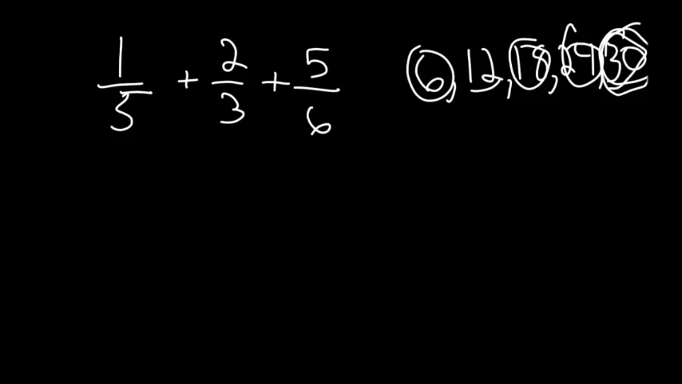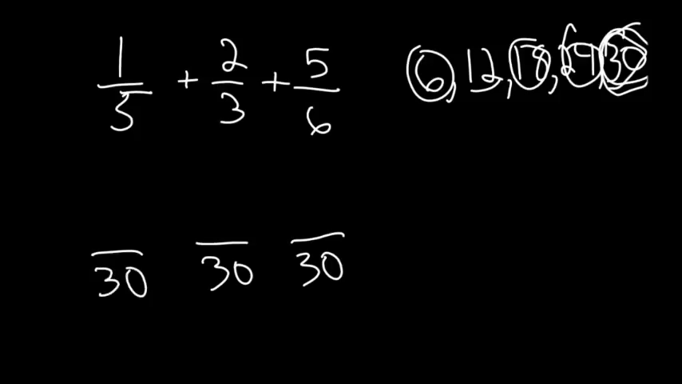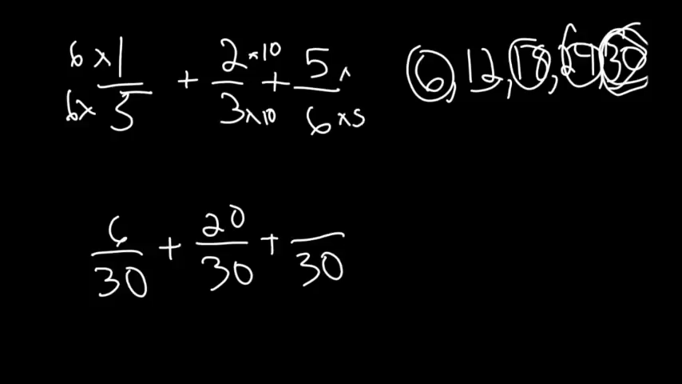So I'm going to make all of these with a denominator of 30. And then you just look at what you need to multiply each one by. So 5 times 6 is 30, so 1 times 6 is 6. 3 times 10 is 30, so 2 times 10 is 20. And then 6 times 5 is 30, so 5 times 5 is 25.